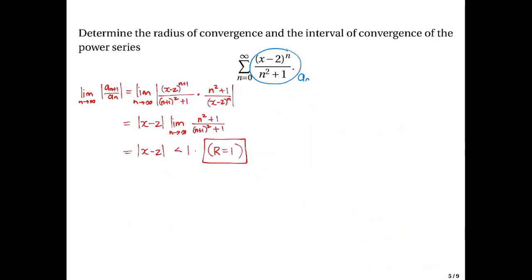So continuing from here, you will have absolute value of x minus 2 less than 1. This means that you have negative 1 less than x minus 2 less than positive 1. And then adding 2 in all parts of this inequality, you will have 1 less than x less than 3. Okay? Question?